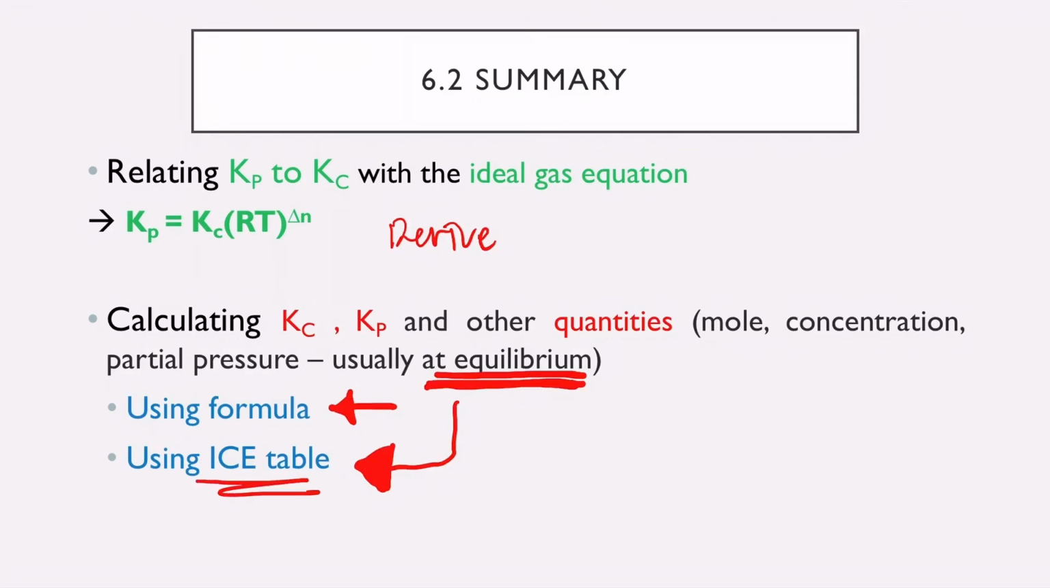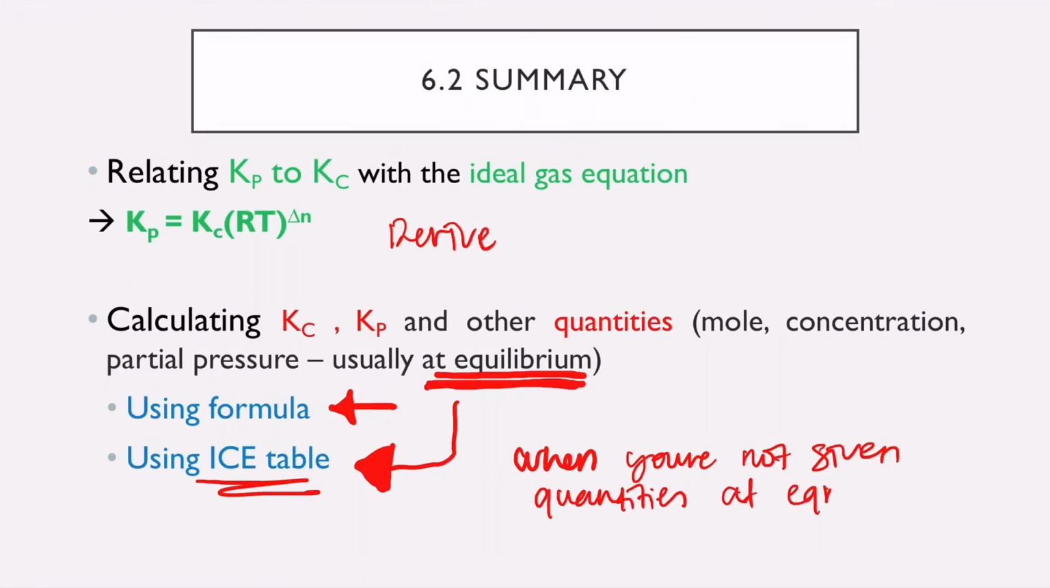So you use ice table and you're not given quantities, okay, quantities at equilibrium. And you need to find information for quantities at equilibrium. Okay, macam tu.